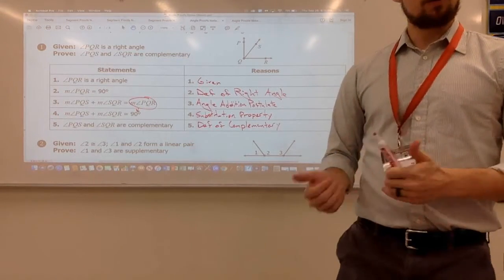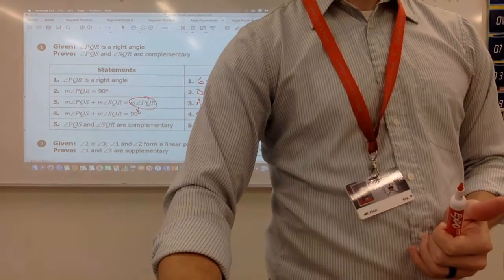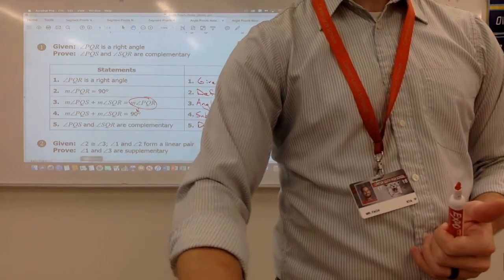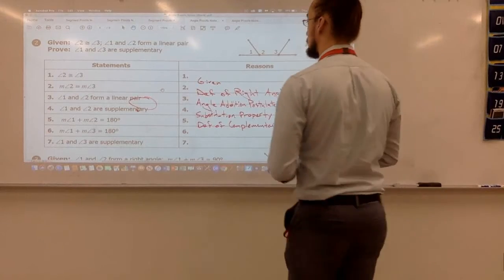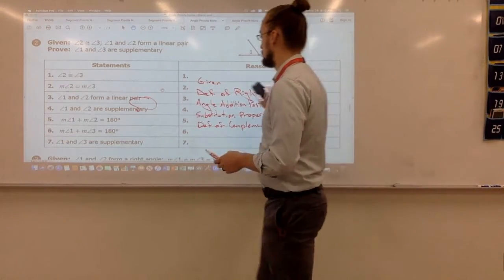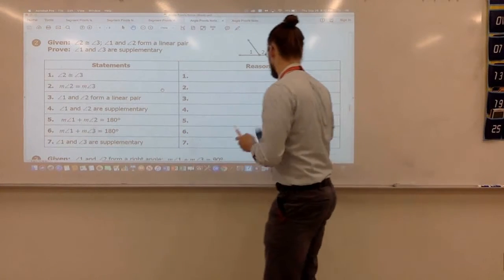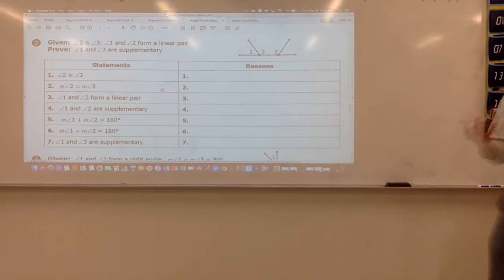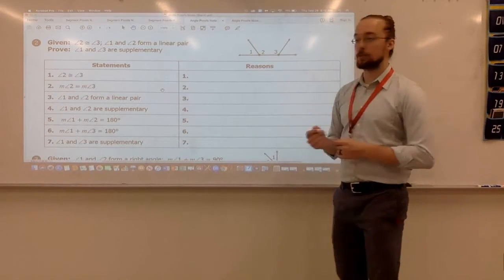You guys want to try one, or are we going to do another one together? Alright, let's do another one together. On this one, we're given a little bit more information. Again, there wasn't really anything to mark on the last diagram, but marking things on a diagram is always a good idea. So I'm told angles 2 and 3 are congruent.